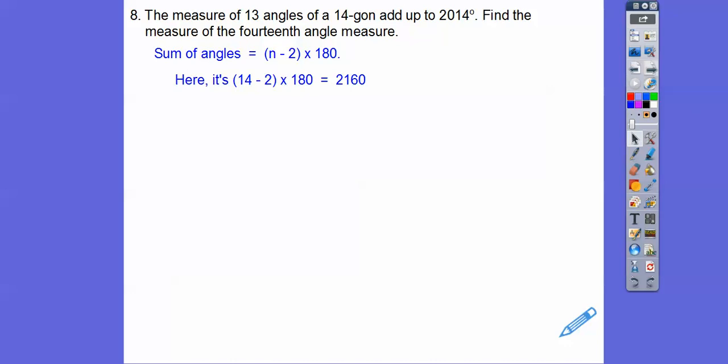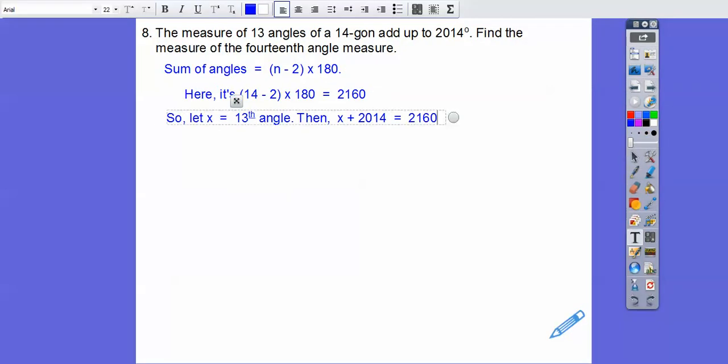2014, then the 14th one, we'll just let it be x. The 14th one, not the 13th one. Golly, full of mistakes, and I don't find them until I start doing the videos.